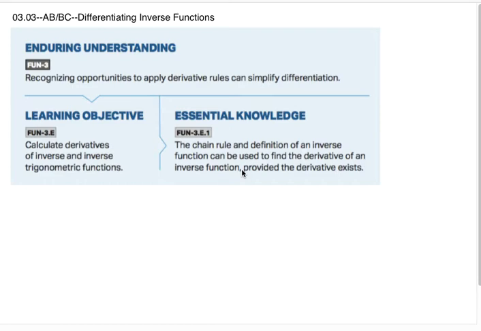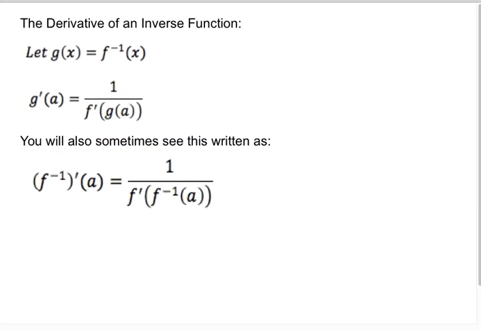Okay, this is AP AB and BC Calculus. We are doing Unit 3, Section 3, which is differentiating inverse functions. So this sort of boils down to one formula that is worth knowing and will probably be a single multiple choice on your AP or a single part of a multi-step free response.